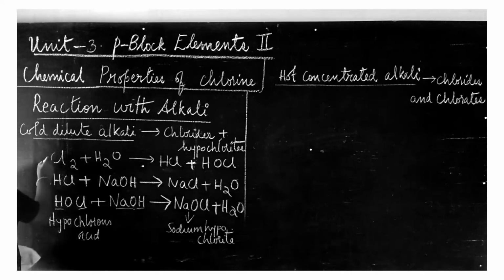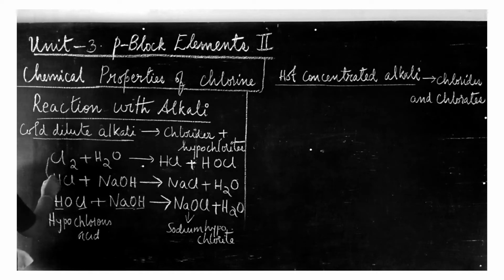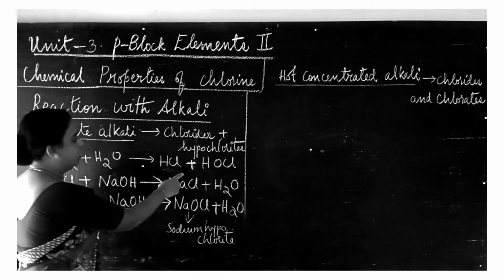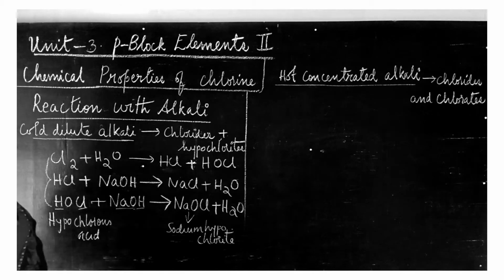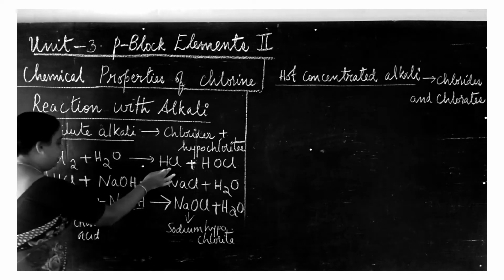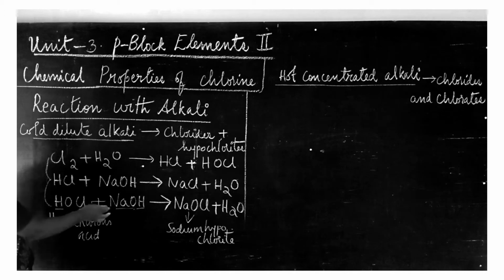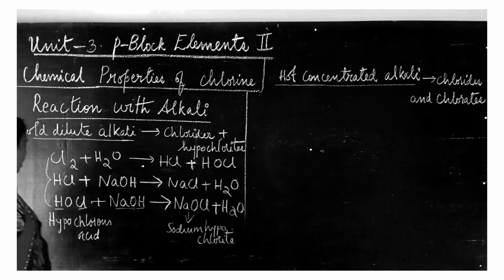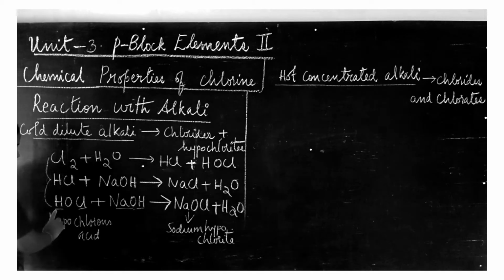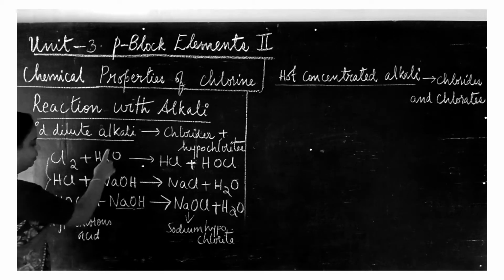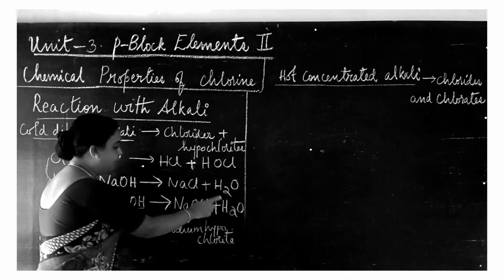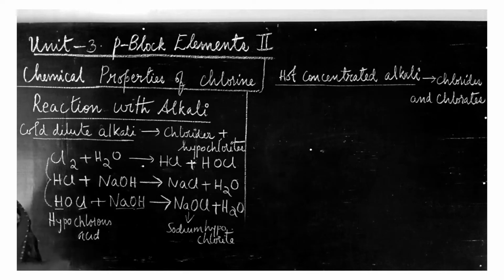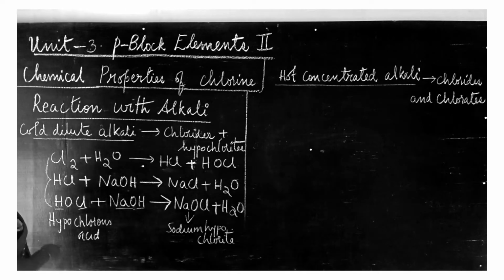Now this is a three-step reaction. First, chlorine combines with water to form HCl and hypochlorous acid. Then the HCl again reacts with alkali and forms sodium chloride and water, and hypochlorous acid HOCl reacts with alkali to form sodium hypochlorite and water. So this is the three-step reaction. Now let us write the net reaction for this.